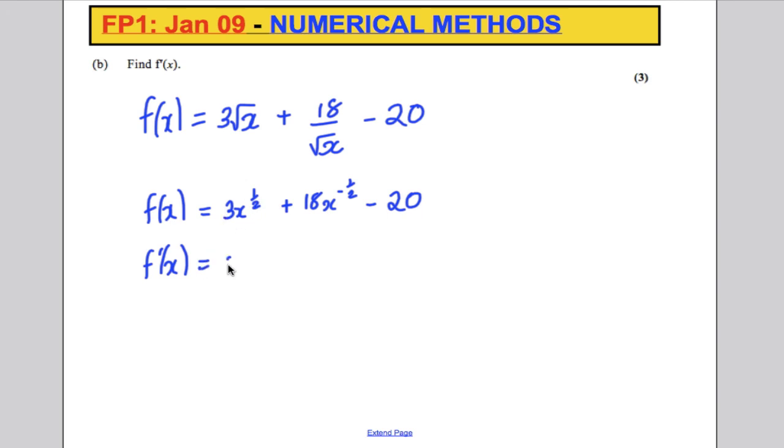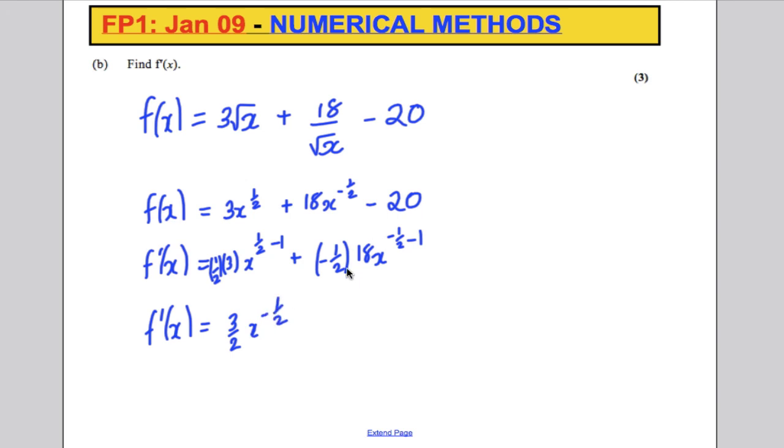Bring down the half, so it would be a half times 3x to the half minus 1. Then it would be plus negative a half, 18x to the minus a half minus 1, and you differentiate negative 20, you get nothing. So therefore, tidying this up, f dashed x: a half times 3 is 3 over 2, x to the minus a half, and negative a half times 18 is negative 9, or subtract 9, x to the minus 3 over 2. And you have your f dashed x then.